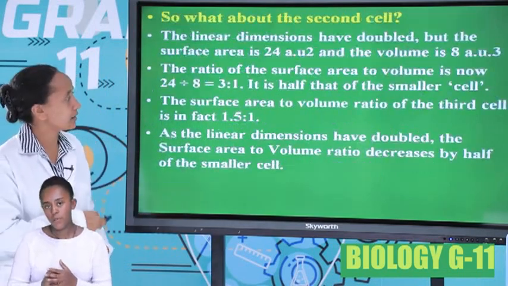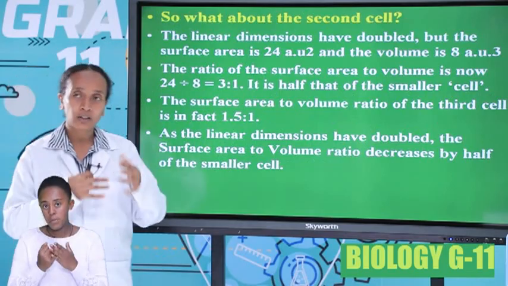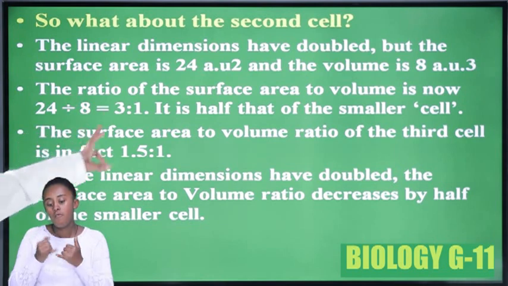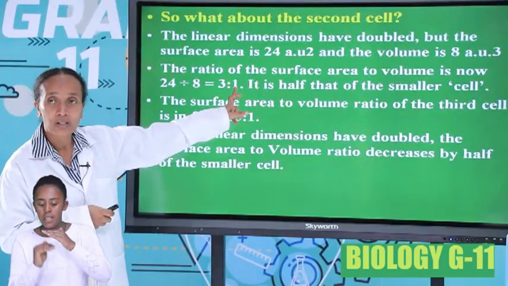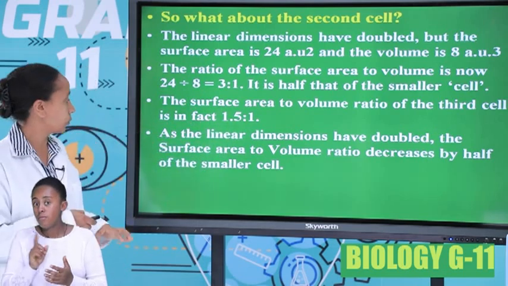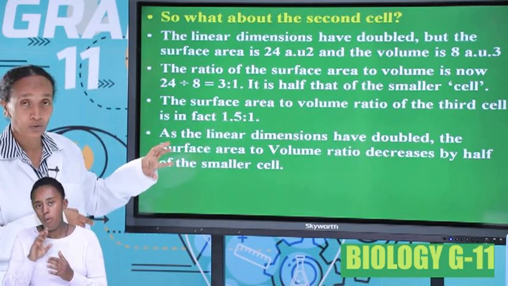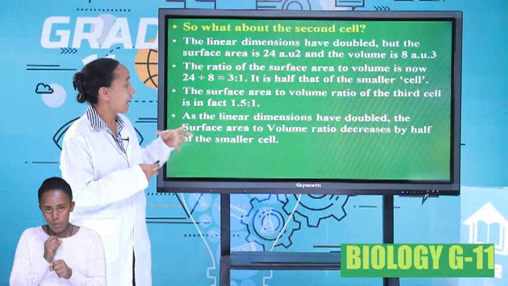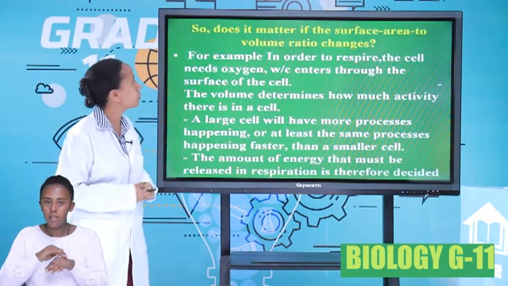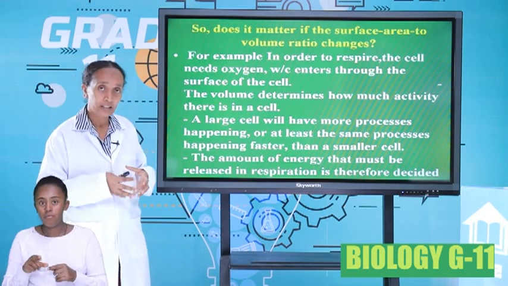If you look at the diagrams, they increase in size, and this increase in size leads to a decrease in the surface area to volume ratio. From this, what you have to conclude is that as the size of the cell increases, the surface area to volume ratio decreases.